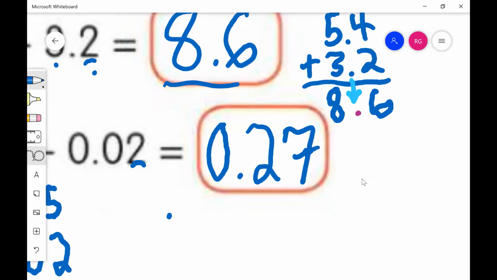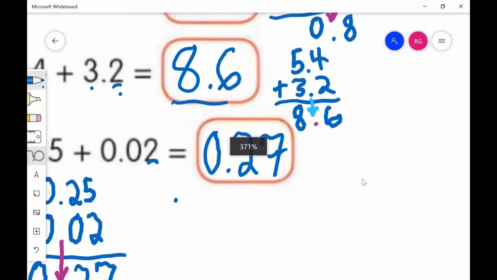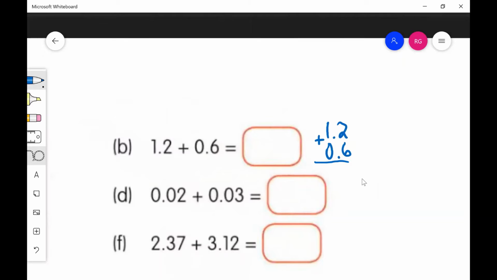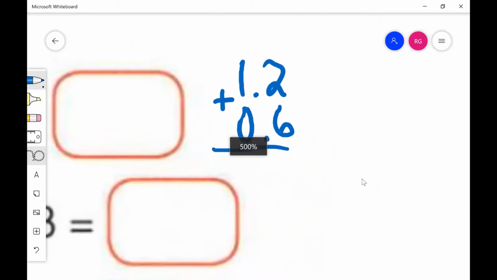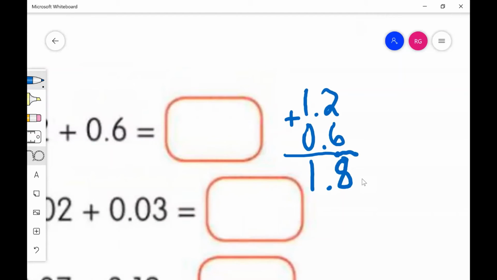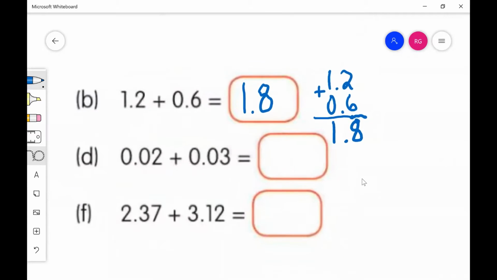Some people do say 0.27. I don't think it's incorrect. I just more often say 0.27. We're on part B here, and we're taking 1.2 plus 0.6. And what's the answer? 1.8. Perfect. All right, let's go on to the next one, part D.